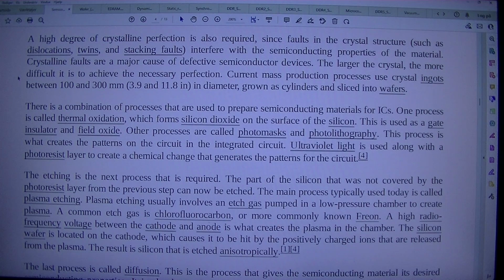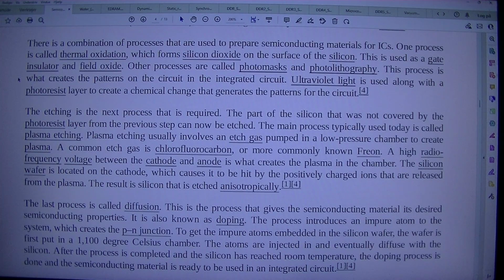is a combination of processes that are used to prepare semiconducting materials for ICs. One process is called thermal oxidation, which forms silicon dioxide on the surface of the silicon. This is used as a gate insulator and field oxide. Other processes are called photomasks and photolithography. This process is what creates the patterns on the circuit in the integrated circuit.